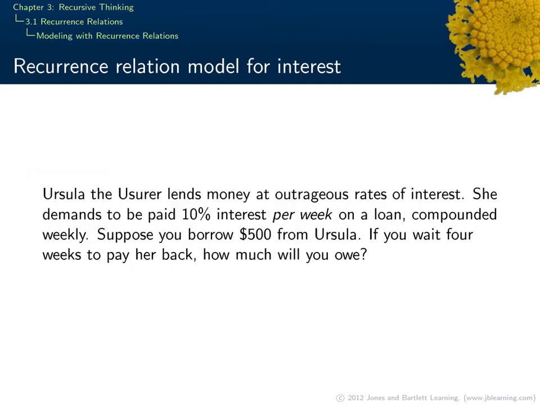For the next few slides, we'll be talking about modeling using recurrence relations. So first we have this example involving Ursula, the usurer, who is lending money at an outrageous rate of interest. So she demands to be paid 10% interest per week on a loan, compounded weekly. So let's suppose you borrow $500 from Ursula. If you wait 4 weeks to pay her back, how much will you owe?